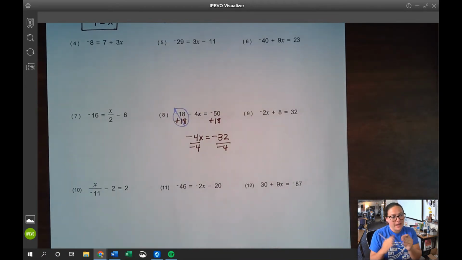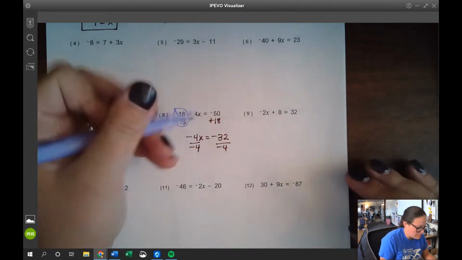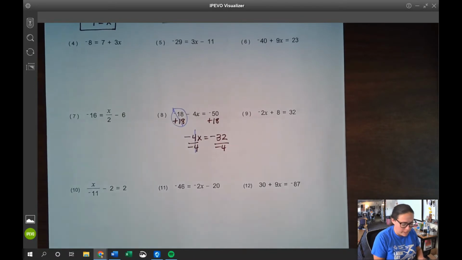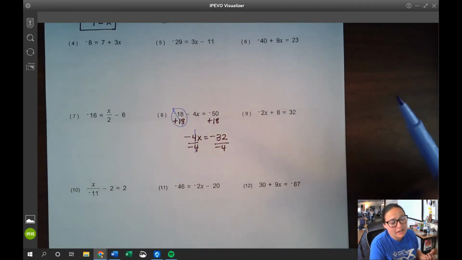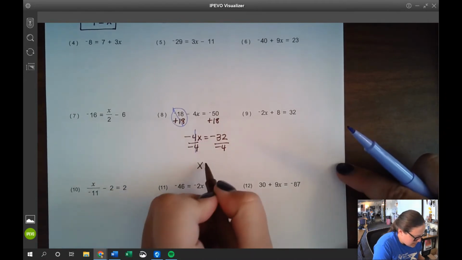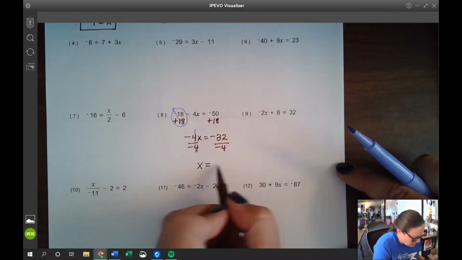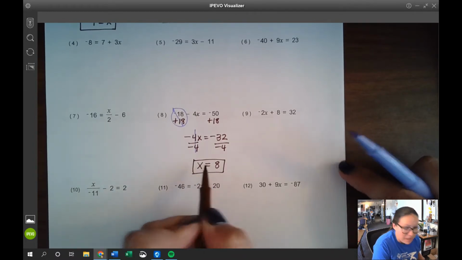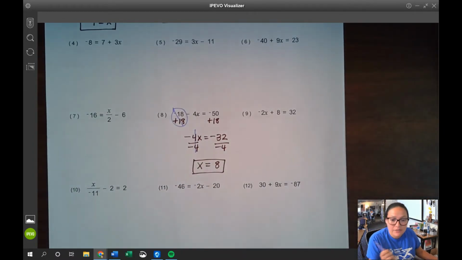And we talked about when we have a number and a variable written right next to each other, that means they're being multiplied together. Negative 4 over negative 4 is 1, because anything divided by itself is 1. And 1x is just x. And negative 32 divided by negative 4 is 8. And it's positive 8 because a negative divided by a negative is a positive.